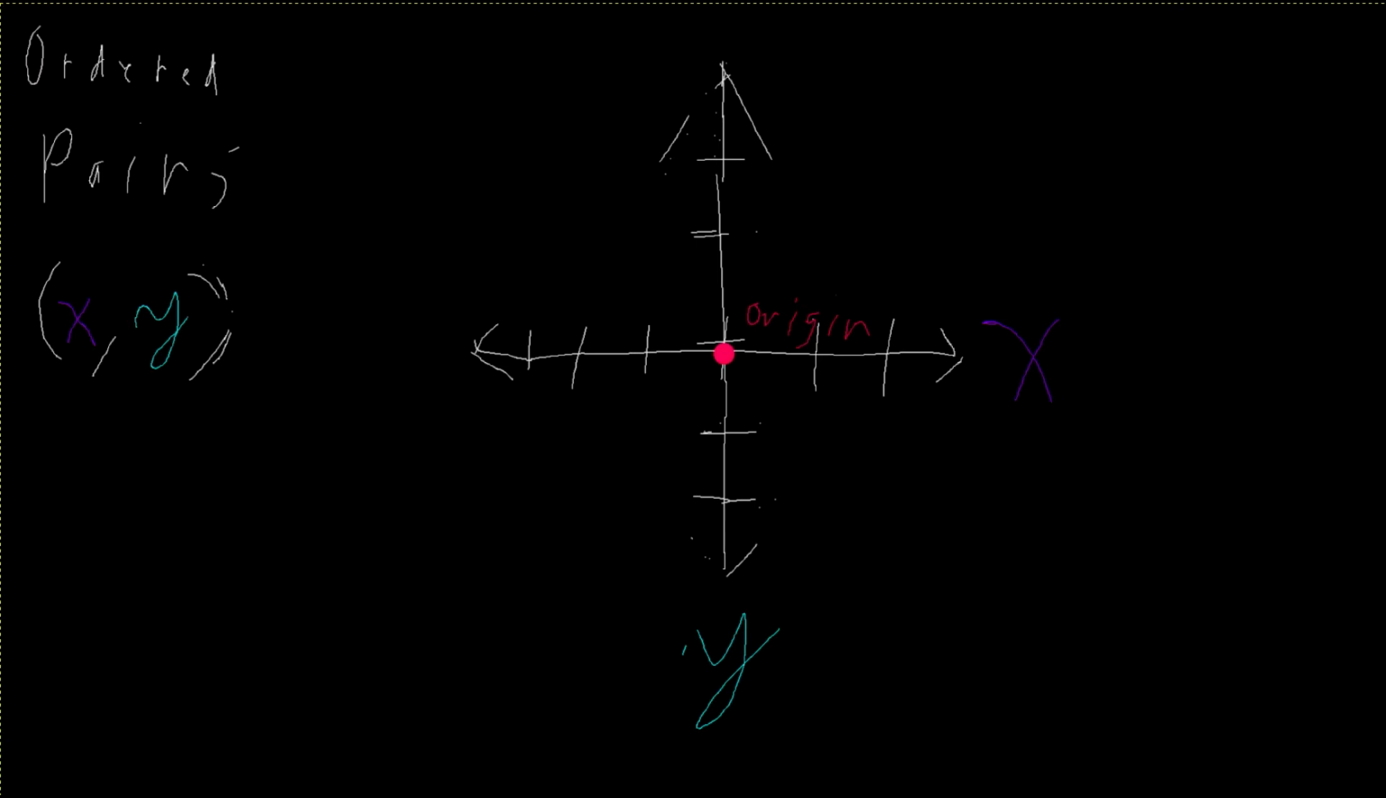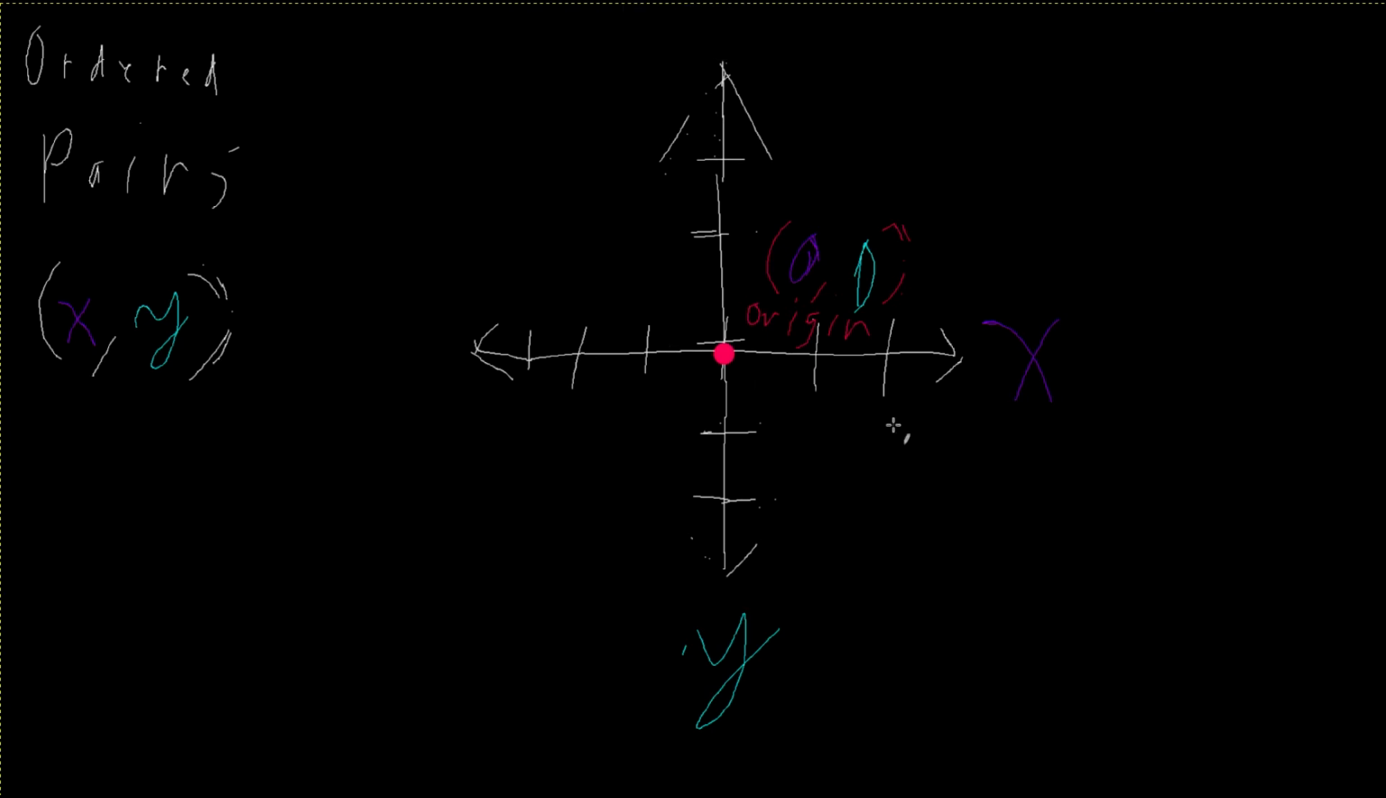Now, when we're talking about our origin, the origin is going to have a very specific ordered pair. The origin's ordered pair is going to be really, really simple because it's the origin. It's where everything starts at, right? So our origin is going to be 0, 0. So the x coordinate is going to be 0. And our y coordinate is also going to be 0. So 0, 0 is the coordinates for our origin. Trying to make my 0 a little bit better there.